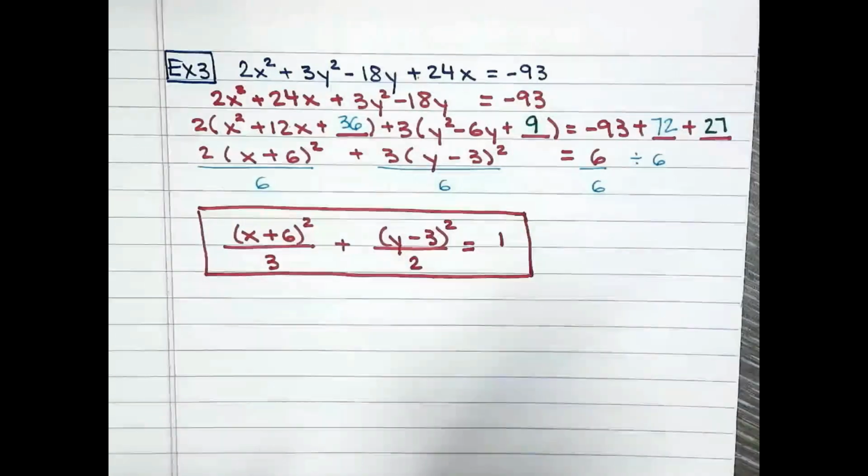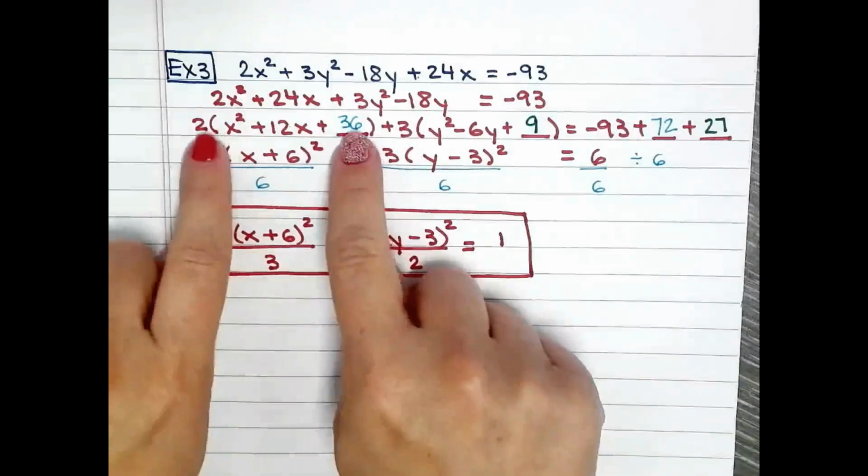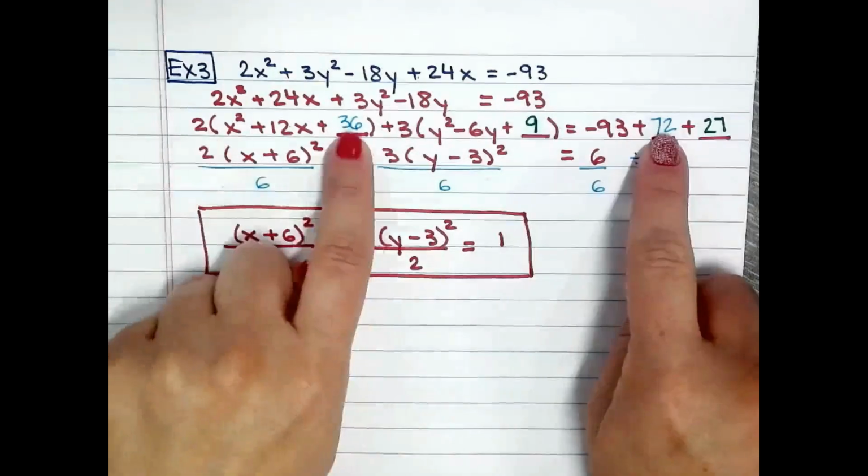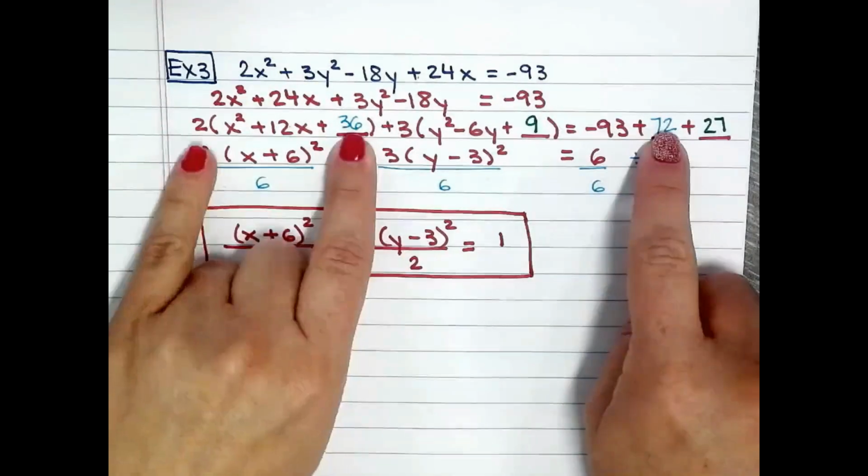The end. Take your time and be careful with that if you have a factor on the outside right there to go from 36 to 72.